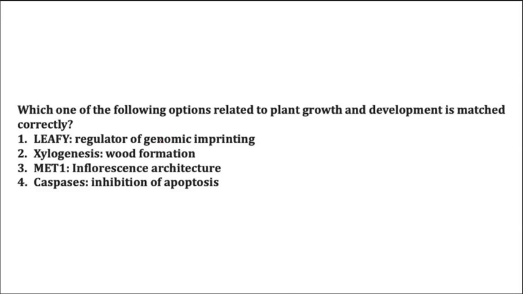Coming to the next question, which one of the following options related to plant growth and development? Now this is from unit 5. Is matched correctly? Leafy, regulator of genomic imprinting; xylogenesis, wood formation; MET1, inflorescence architecture; caspases, inhibition of apoptosis. Now the easiest one, if we go with caspases, if you have studied apoptosis, you must remember that caspases help in apoptosis. They are not the inhibitor. Actually, they are the ones which help in apoptosis. So this is wrong.